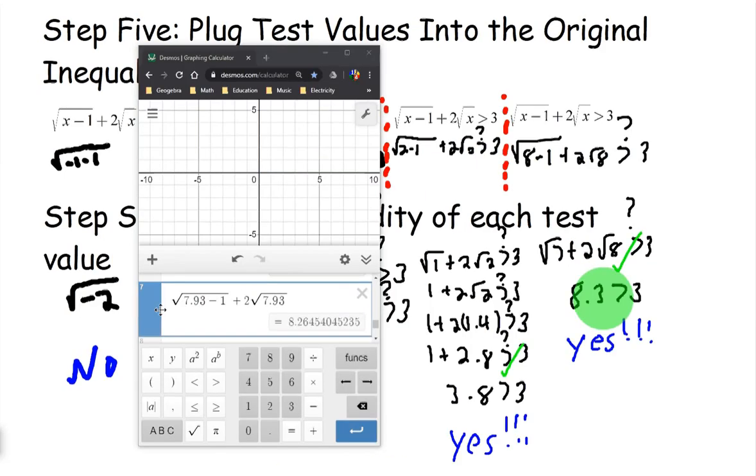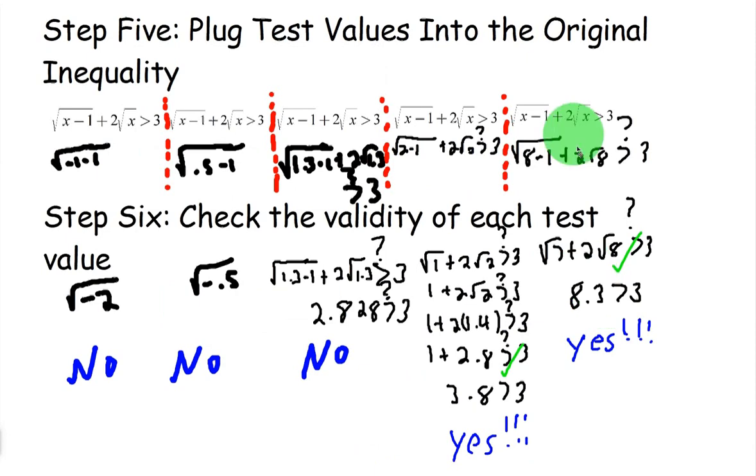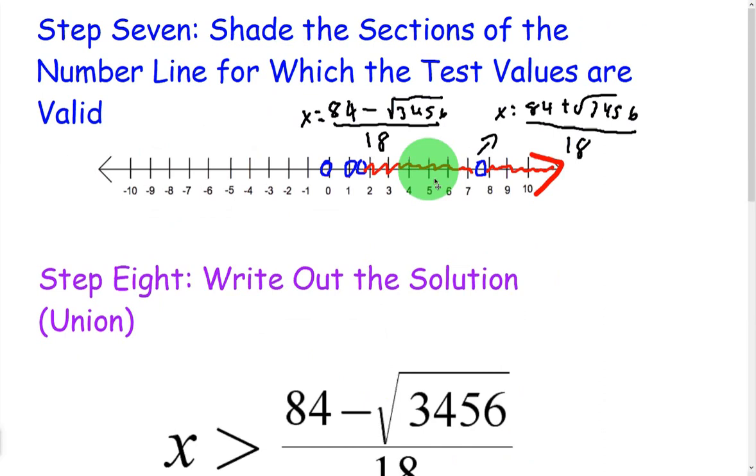Alright, so I got my calculator out, plugged in 7.93 for x, and what do you know? You get 8.26. And 8.26 is bigger than 3. So what that means in this particular example, folks, is when we go to shade our number line, yeah, we do shade after 1.4, and we do shade after 7.93, but we're also going to fill that in. So what ends up happening is all you're doing is going past the 1.4.